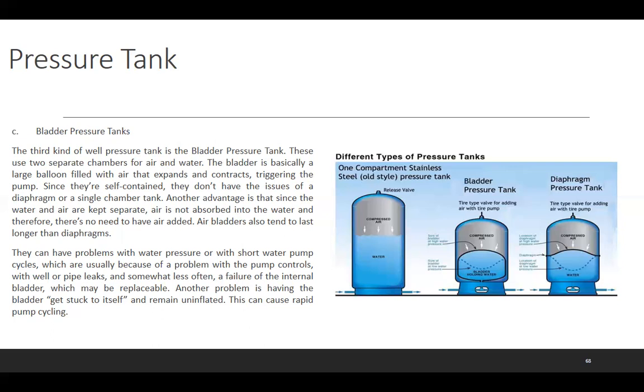Another advantage is that since the water and air are kept separate, air is not absorbed into the water and therefore there is no need to have air added. Air bladders also tend to last longer than diaphragms. They can have problems with water pressure or with short pump cycles, which are usually because of problems with pump control, with well or pipe leaks, and sometimes, less often, a failure of the internal bladder, which may be replaceable. Another problem is having the bladder get stuck into itself and remain inflated. This can cause rapid pump cycling.